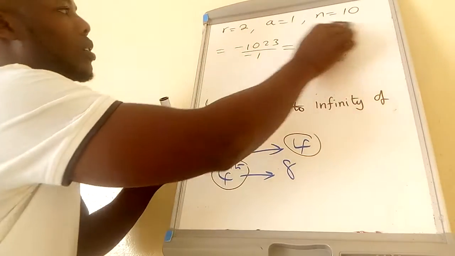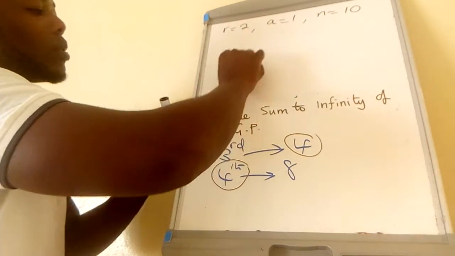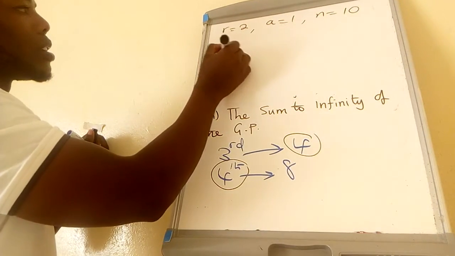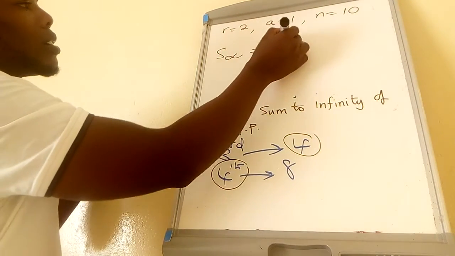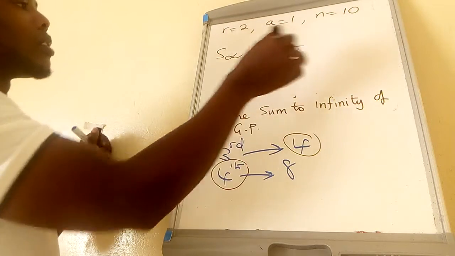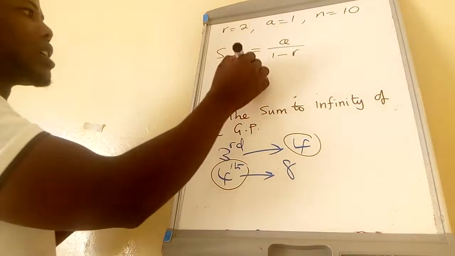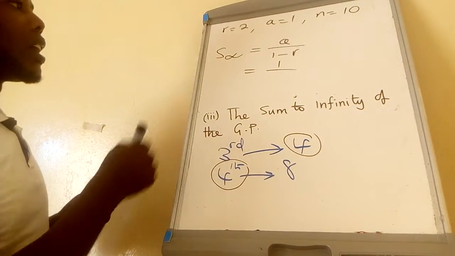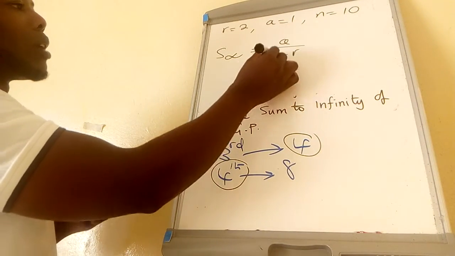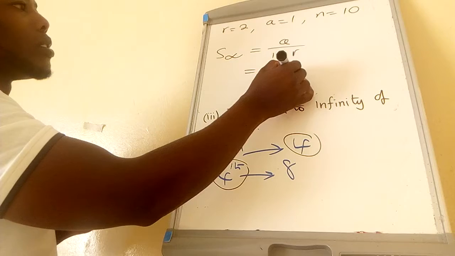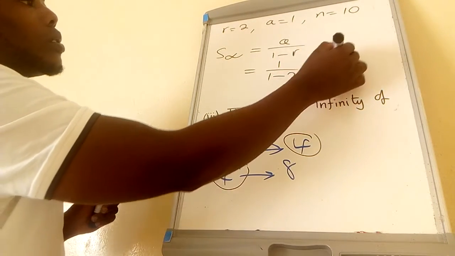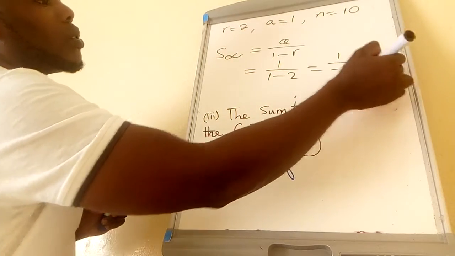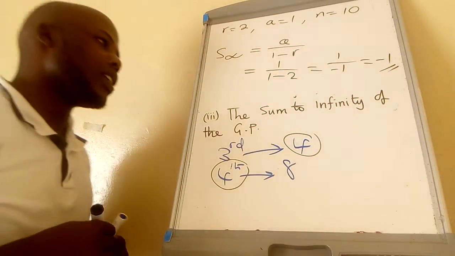We go to the next question. They want us to find the sum to infinity. The formula looks like this. This is the formula for the sum to infinity. We can put our A as 1 over 1 minus R, where R is equal to 2. So we can solve here and remain with something like this. So our sum to infinity is negative 1.